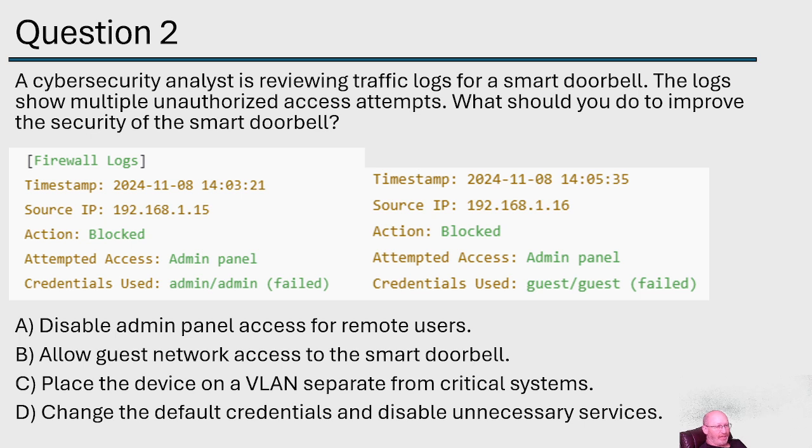If you answered C, place the device on a VLAN separate from critical systems, I hate to do this to you, you're wrong. I mean, it's a good thing, and you should be doing this, by the way. But what should we do before we do anything else? We should change the default credentials. That's the number one thing we should be doing right out of the box, along with disabling unnecessary services. Both are things we should be doing across our network 100%. And we can see that based on the access, admin and then guest. Somebody's trying to use default credentials on this doorbell. We need to verify and change the default credentials just to be sure. So D would be the correct answer on this one.